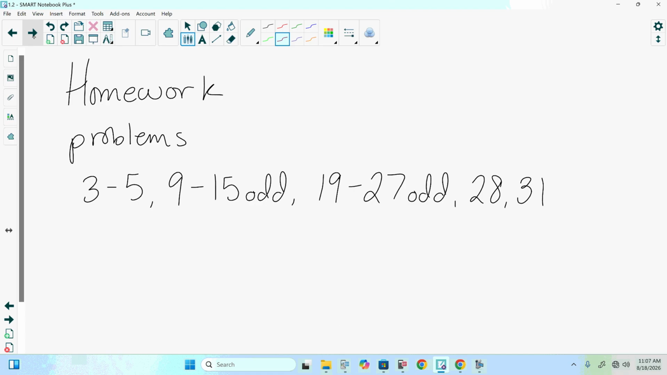19 through 27 odd. Do not graph. Name the parent function. Describe the transformation. 28 and 31. Do not graph. Name the parent function. Describe the transformation. That's all you're doing on all of these. That's it. You have the entire rest of the class period to work on this.